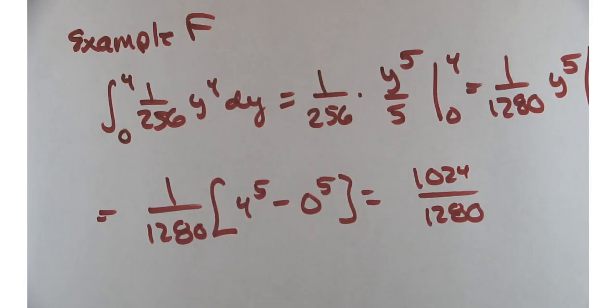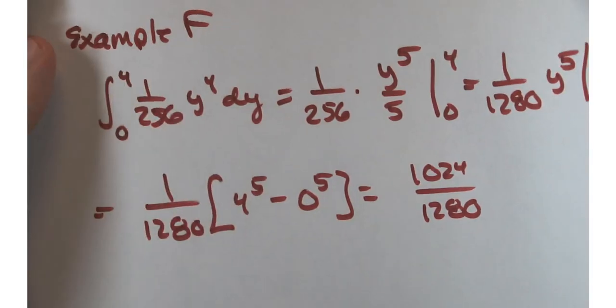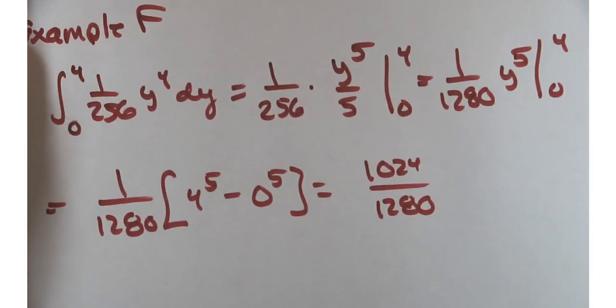Is there something written to the right of y to the 5th? I can't see. It's just the one. Thank you.